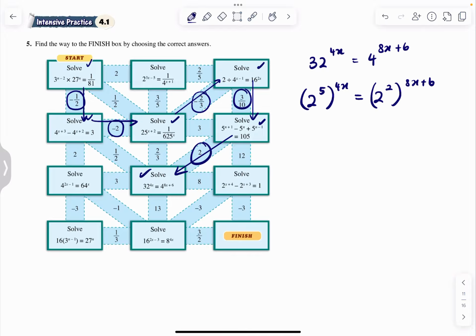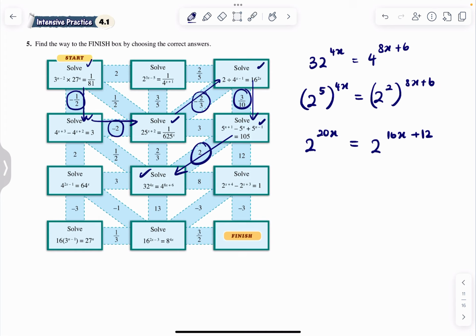Then we expand. So if it's next to each other, we have to times. So 5 times 4x is 20x. This one we have to times. So we get 16x plus 12. Don't forget to expand, okay, because here we have plus, 2 different terms.